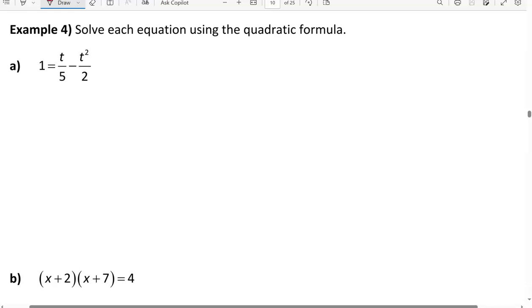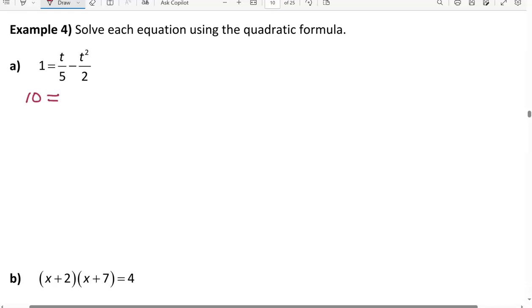In example 4, we're asked to solve the equation using the quadratic formula. But before we do that, let's get the equation into standard form. And also, to make things easier, let's clear all fractions. So let's multiply every single term by 10, the least common denominator.